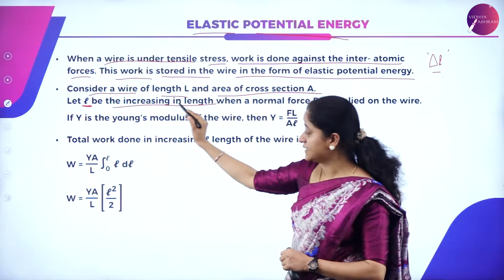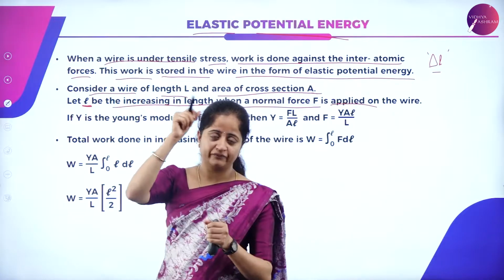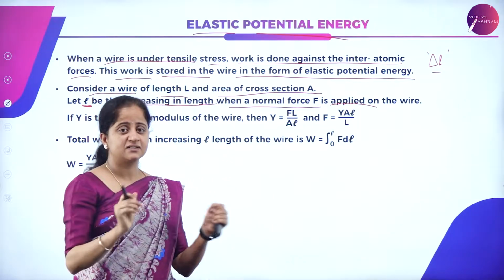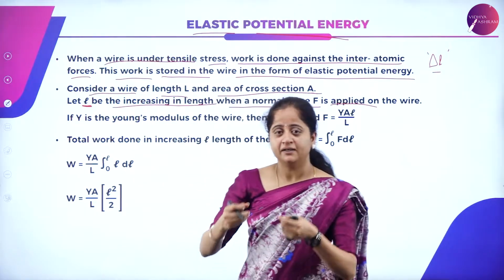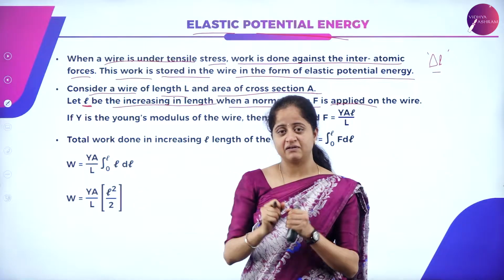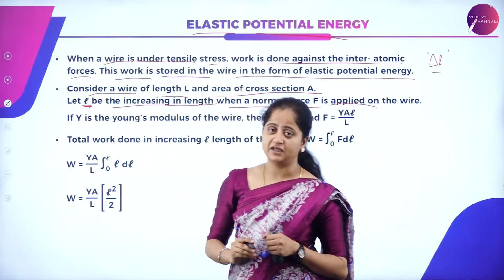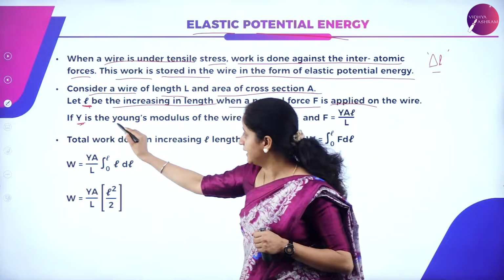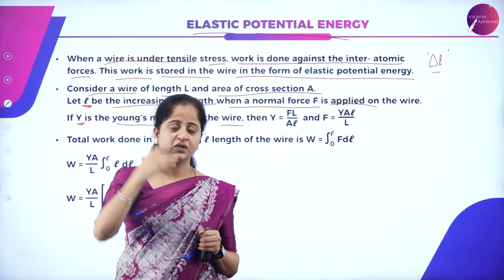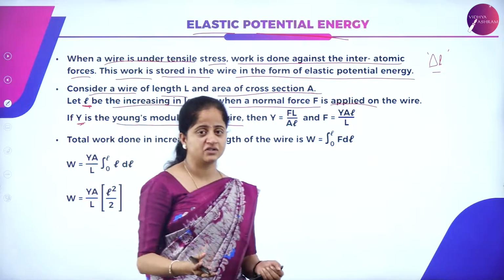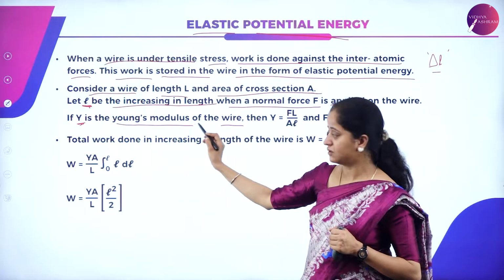Let l be the increase in length when a normal force F is applied on the wire. When we apply some force, there causes a stress. Force that acts per unit area is nothing but stress. So when the stress is applied, the wire will get stretched, which means there will be a change in length, correct? The change in length is given by the letter small l. Next, if Y is the Young's modulus of the wire, you know what is Young's modulus? It is nothing but the ratio of longitudinal stress to longitudinal strain, or you can also write tensile stress to tensile strain. Correct? So Y is the Young's modulus of the wire.